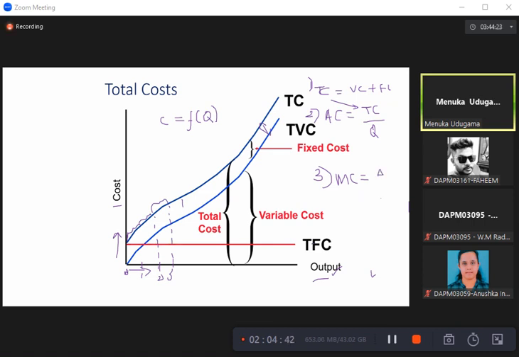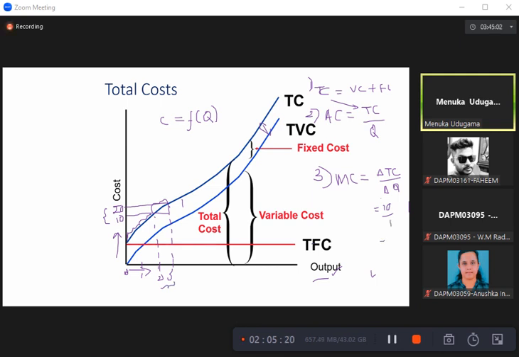Now this little delta, this triangle denotes delta, meaning change in the total cost. We increase the output by one. So change means this. Let's say here the cost is 10 and here the cost is 20. So marginal cost is actually the change in the total cost, which is 10 here. Change in quantity here is 1.